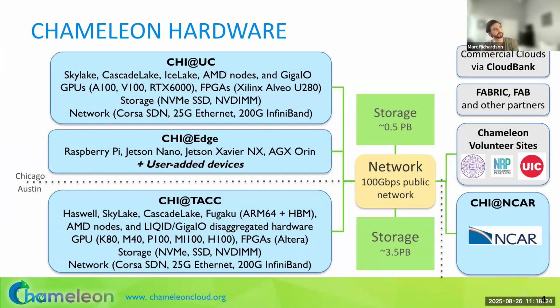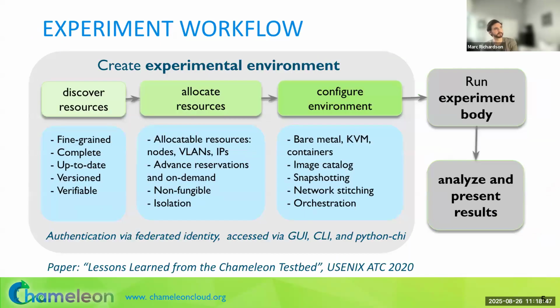As I mentioned, two main sites, one at UC and TACC. These do have different hardware, so you will see different hardware depending on which site you're using. Very important to be aware of. And then we're also adding a new site at CHI@Edge, which is still in the works. We have some other volunteer sites. And I'll go over how to find all this hardware in a second.